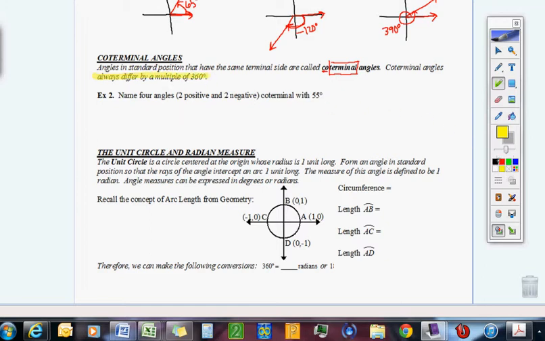Let's take a look why. On this example, we need to name 4 angles, 2 positive and 2 negative, that are coterminal with a 55-degree angle. So let's go ahead and sketch that. I need my axes, and I'm going to have an initial ray here along that positive x-axis. Now, 55 degrees is a rotation counterclockwise into quadrant 1 here, something like this, 55 degrees.